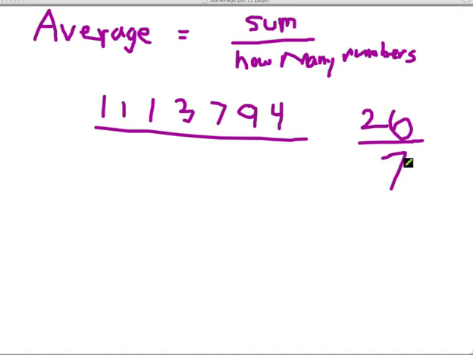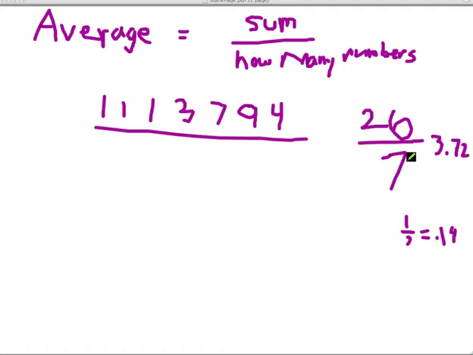So if we had to estimate 26 over 7, so 21 over 7 is 3, 28 over 7 is 4. So this is going to be about 3.7. And if I wanted to get really clever, remember that 1 over 7 is about 0.14. So this is going to be about 3.72. Hope someone checks that. All right, so that's average. Sum divided by how many numbers there are. That's the easiest part of it.